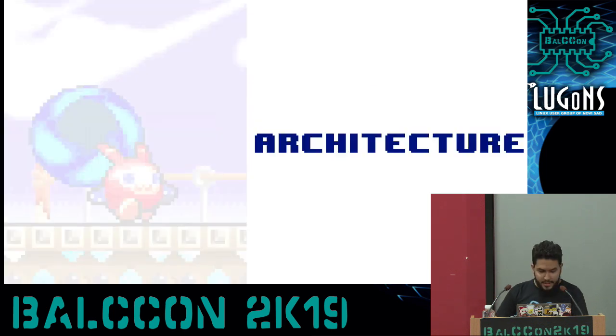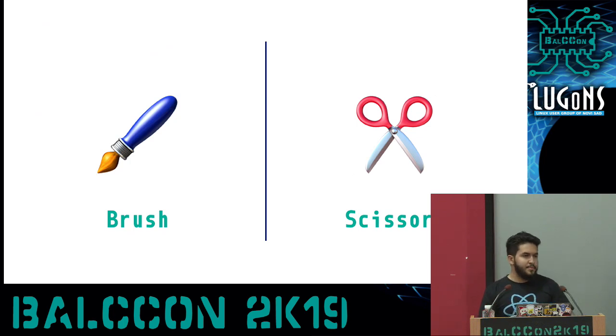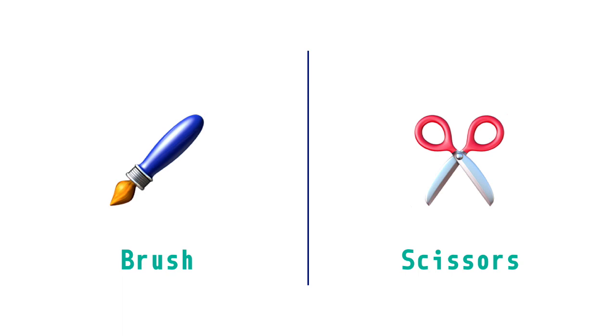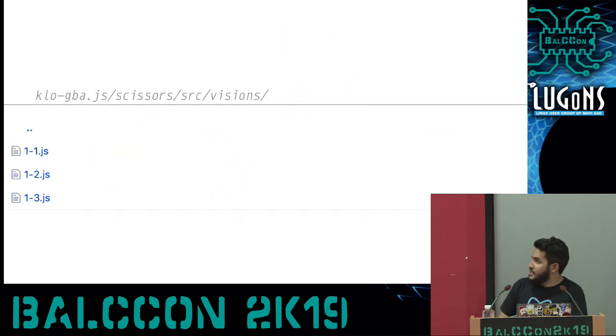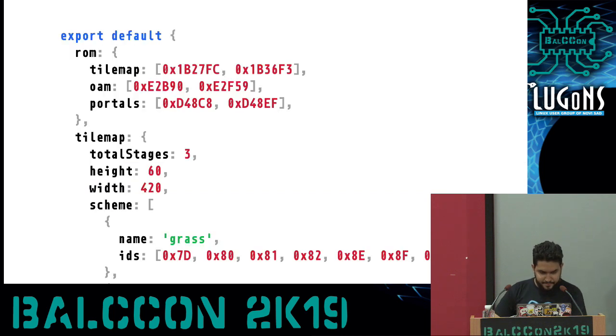A little bit about the architecture. So we really appreciate the idea behind monorepos, and we applied this in CloudDBA. So we have two projects, which are Brush and Scissors. And Brush is responsible for the UI. So basically Brush is the React app that renders the tile map and all those things. And Scissors is the one responsible for handling the game ROM. So this is the one that extracts data from the ROM and all of those. And in Scissors is where we store the definitions for each level. And they are all JSON-like files, which look like this.